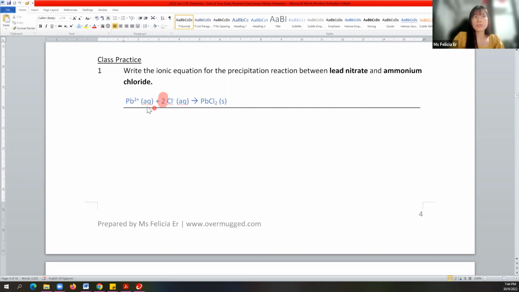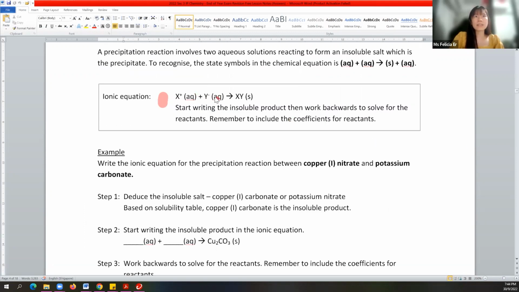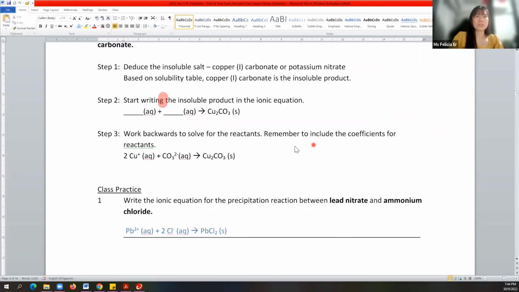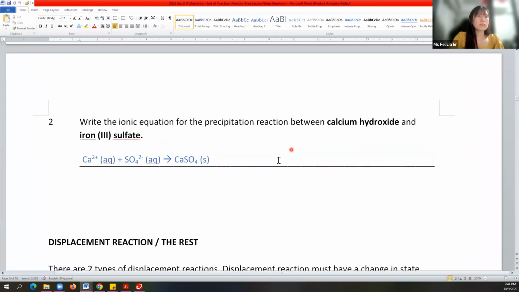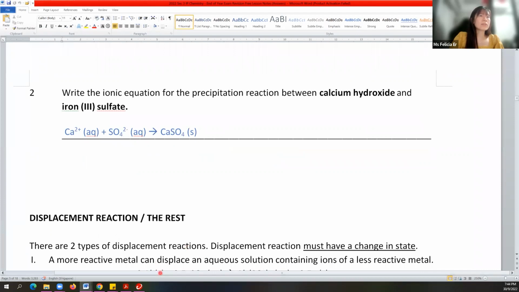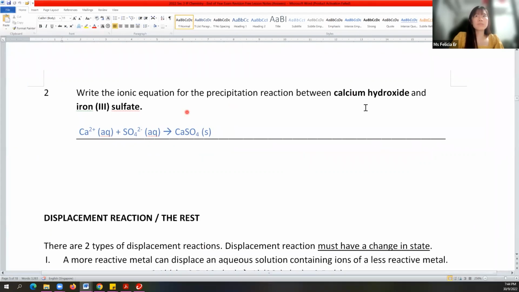Take note, the front 2 are always aqueous, because for precipitation, I mentioned to you, the starting must always be aqueous. Over here we get solid and aqueous. This is the next answer. You can see, let me make it even bigger. So this is the answer. Same thing, you just swap the partners around. Calcium sulfate versus iron hydroxide. For calcium sulfate, it will be the precipitate. Done. Okay, so I shall move on.